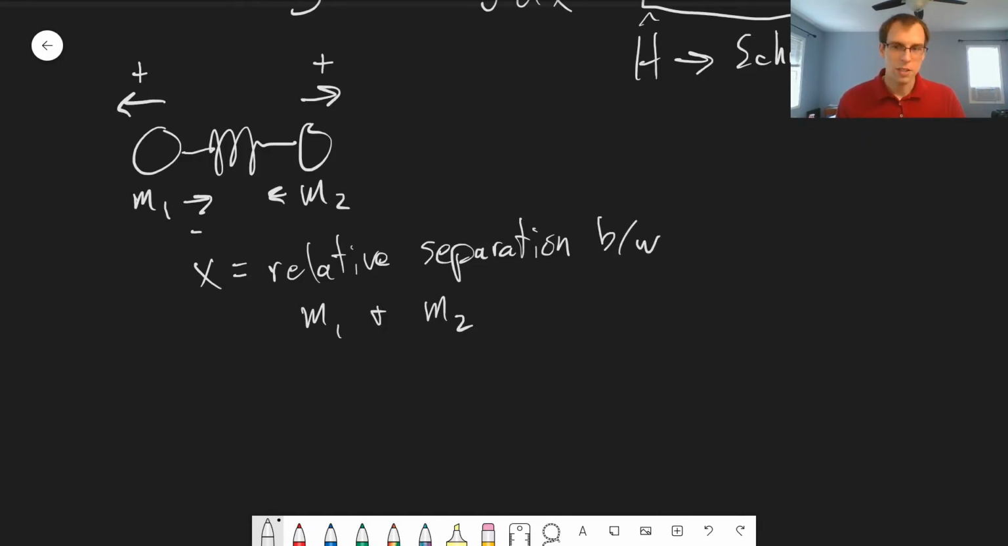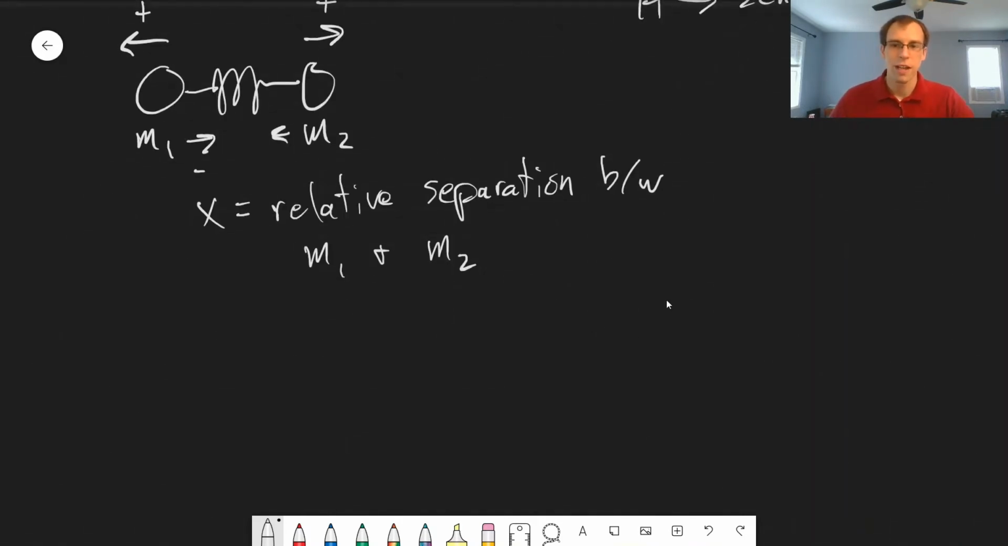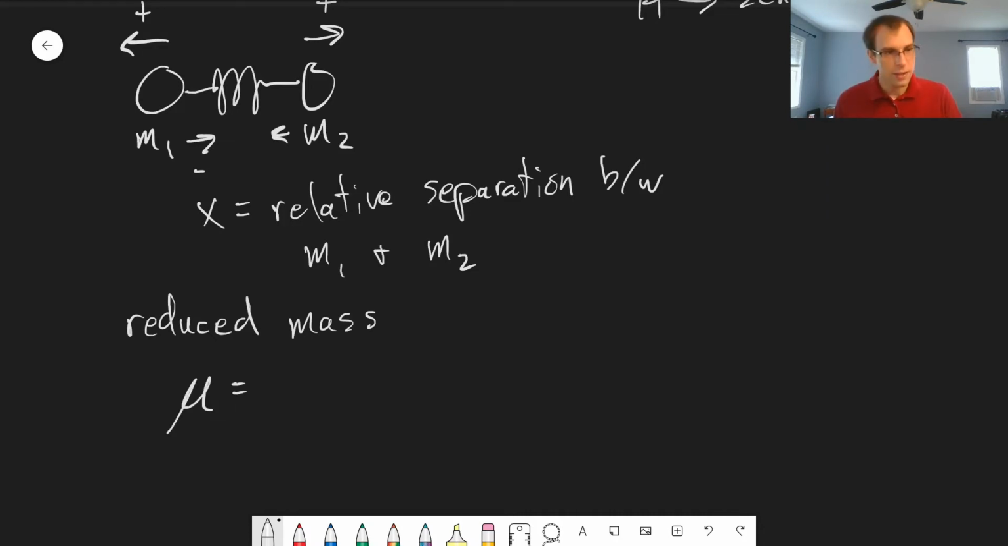The other thing we need to figure out is if we have two masses, we can't just model it as a single mass in terms of masses that go into our equations. And so we define what we call the reduced mass. And this is the mass for these two particles as if they were a single particle. And we can treat them as sort of one particle having this reduced mass. And so the reduced mass is given the symbol mu, and it's defined as mass 1 times mass 2 divided by mass 1 plus mass 2.